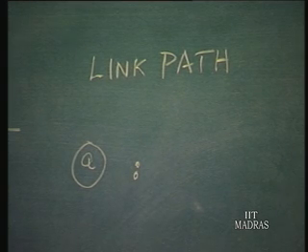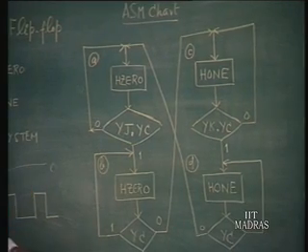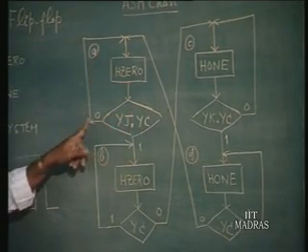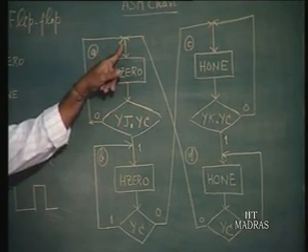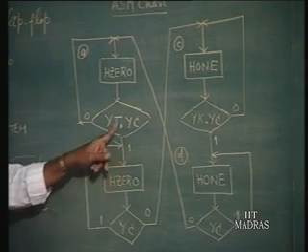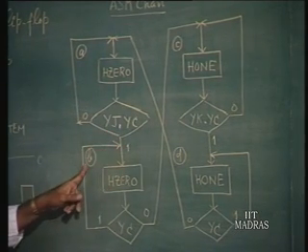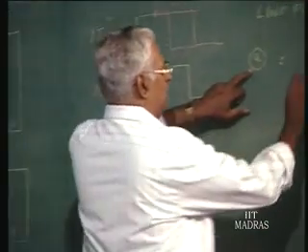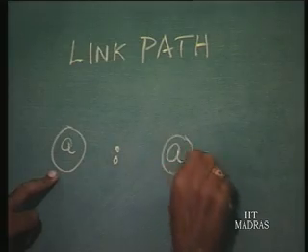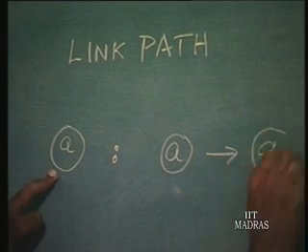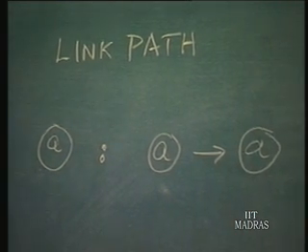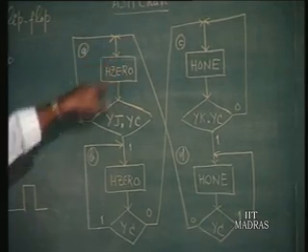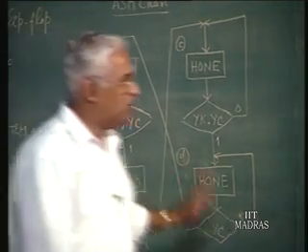There are two link paths. What are they? For the present state A, you have one link path which takes it back to A, another link path which takes the system to state B. In other words, we say for the present state A, there is one state transition that is possible, which is A to A itself. Now that is one link path. The other link path is state transition A to B. So there are two paths here.